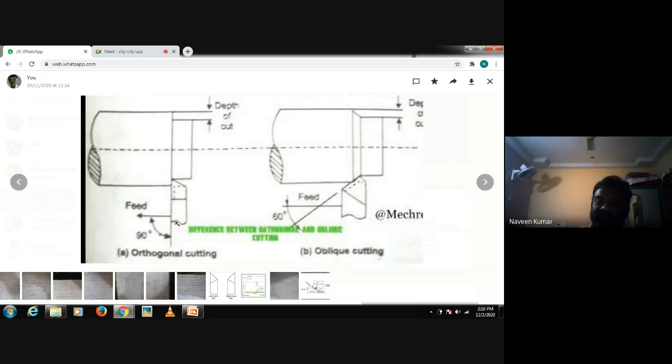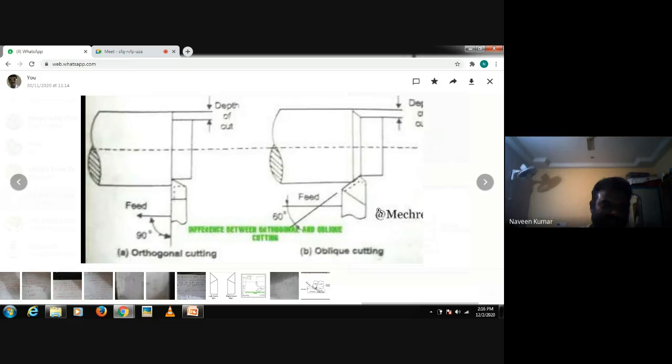Next, leave space for the diagram. Leave space for this diagram. Look at the screen. This is orthogonal cutting. Now leave space for the diagram and put subheading oblique metal cutting. Under this, write down only one point.